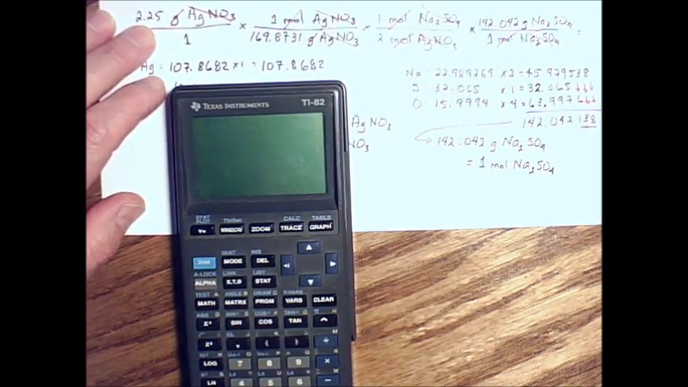2.25 times 142.042, enter, then hit your divide button, 169.8731, enter, and divide by 2, okay?